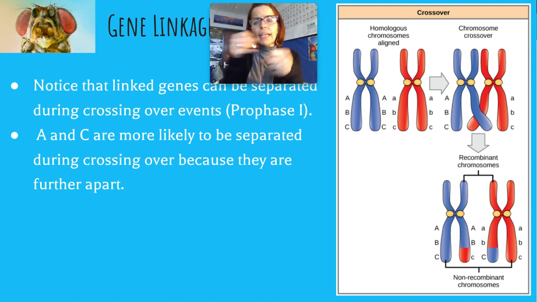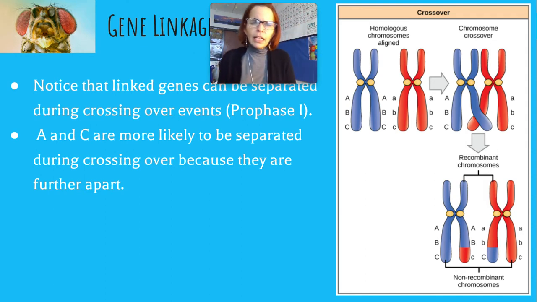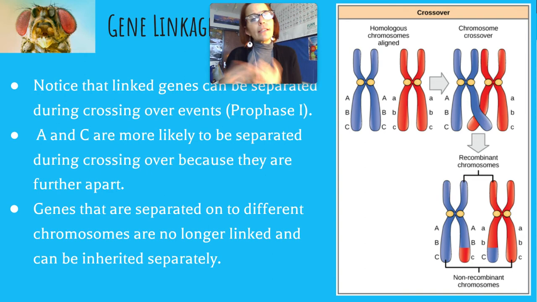So the chromosomes break and they trade little sections of DNA. And one time the crossing over, so if I have, let's say here's A and here's C and B is in here. The crossover might occur here one time, it might occur here one time, it might occur here one time, here. But it's always separating the A and C because they're fairly far apart. Genes that are separated onto different chromosomes and are no longer linked can be inherited separately.